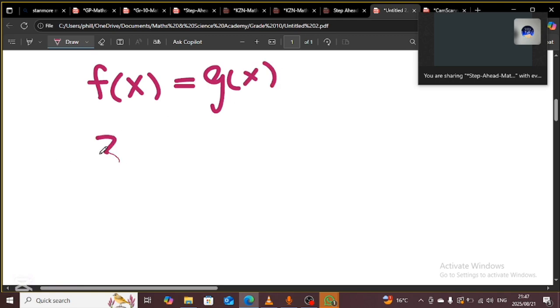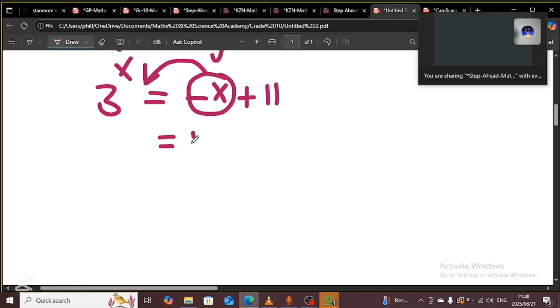So f of x is 3 to the power of x, right? And g of x is minus x plus 11, right? This thing is 11 minus x. Are you with me? Minus x, yeah, because the x is negative and the 11 is positive. Are you still there? Yes.